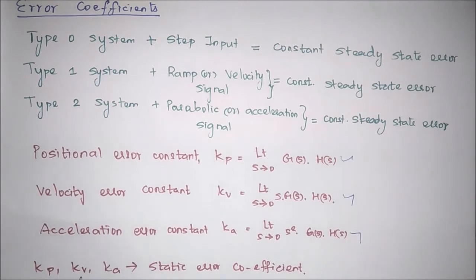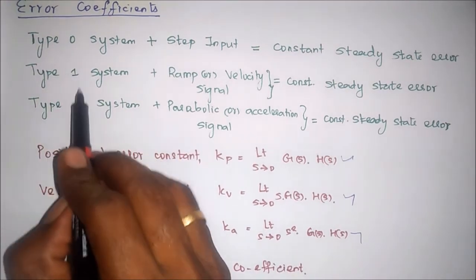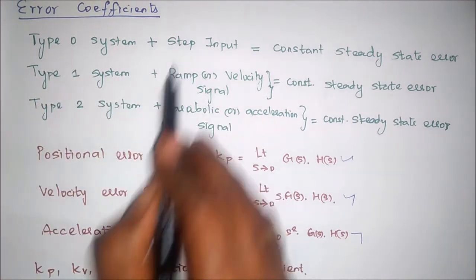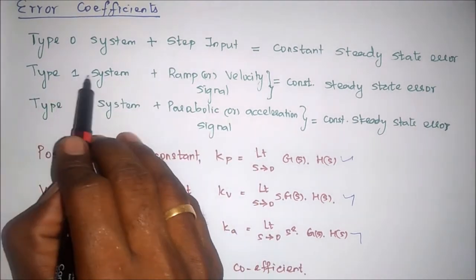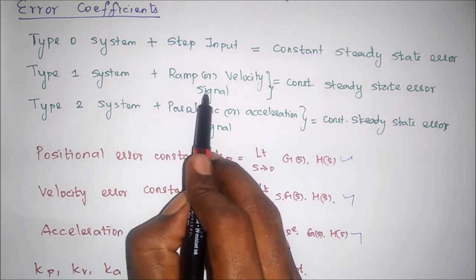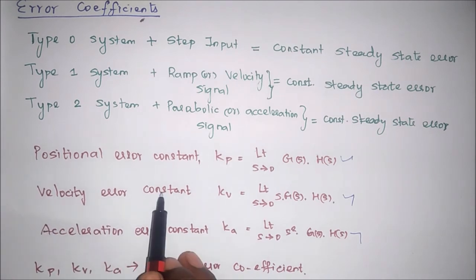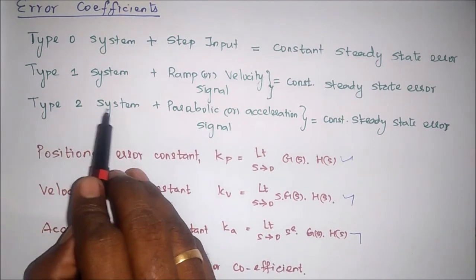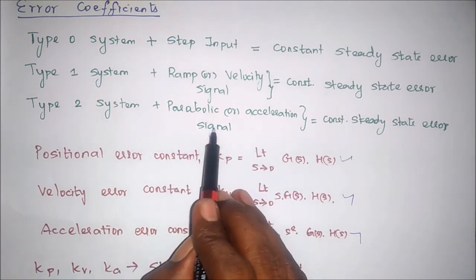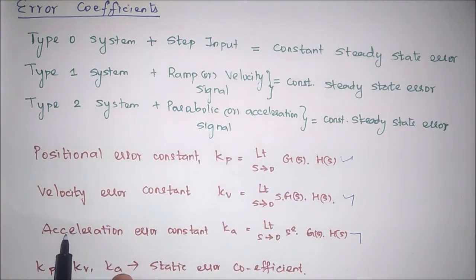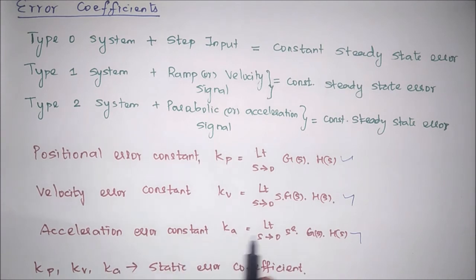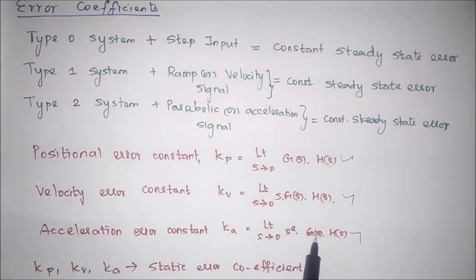So here Kp, Kv, Ka are the static error coefficients of type 0, type 1, and type 2 systems. For a type 0 system, step input gives the positional error constant. For a type 1 system, velocity or ramp signal as input, the corresponding steady state error coefficient is the velocity error constant. For a type 2 system, when the input is a parabolic or acceleration signal, the corresponding error coefficient is the acceleration error constant, Ka equal to limit s tends to 0 s squared G(s) H(s). Therefore, Kp, Kv, Ka are the static error coefficients of a particular system.